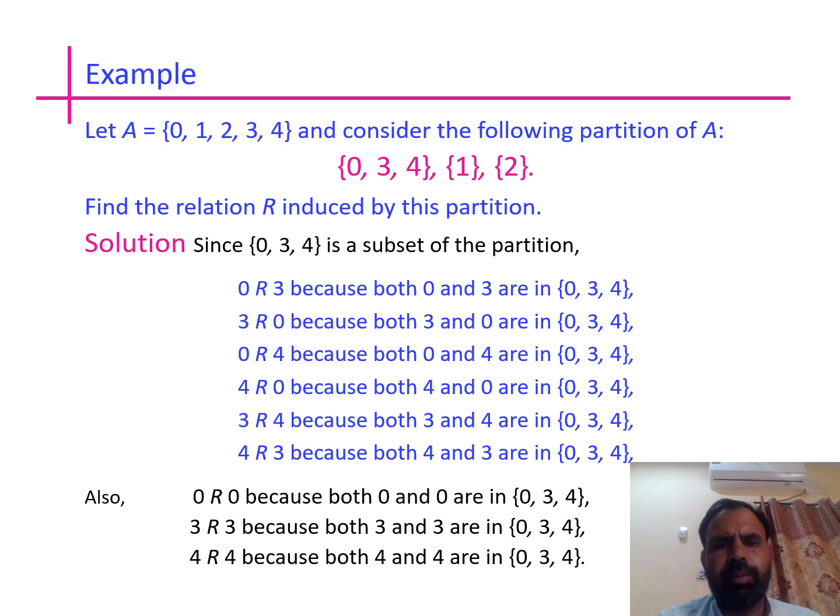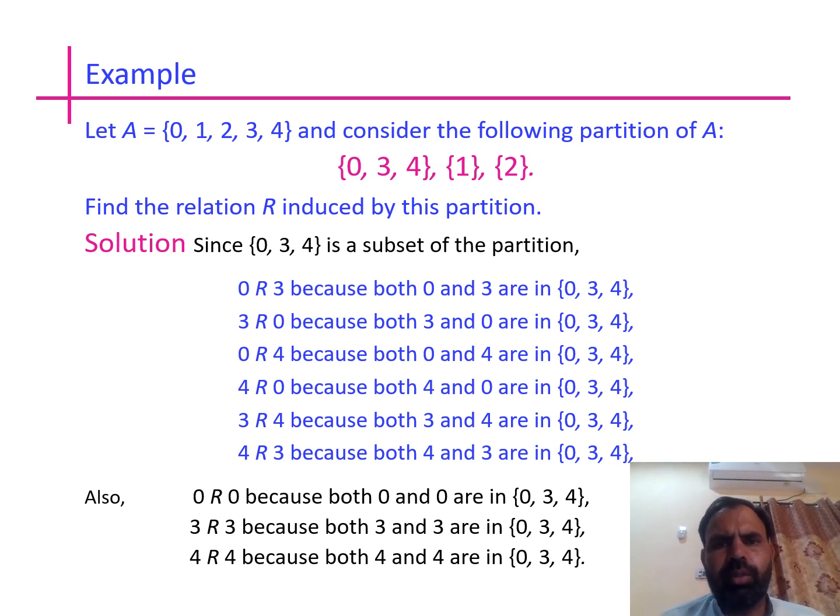We give here examples. Let A = {0, 1, 2, 3, 4} and consider the following partition of A: {0, 3, 4} and {1, 2}. The question is to find the relation induced by this partition.